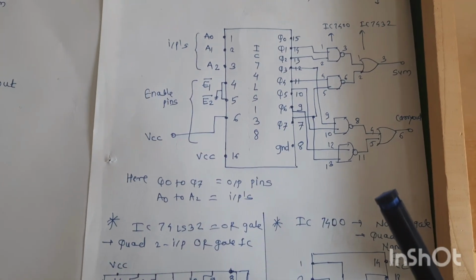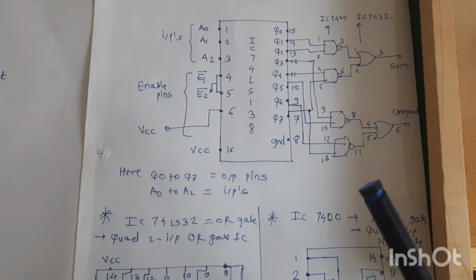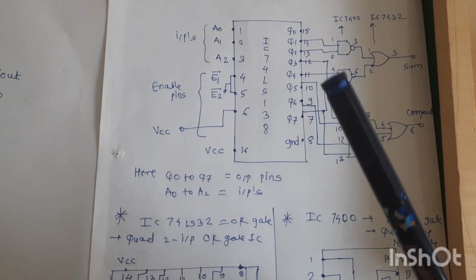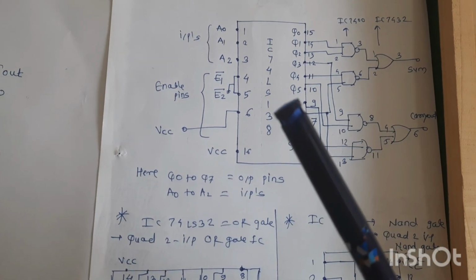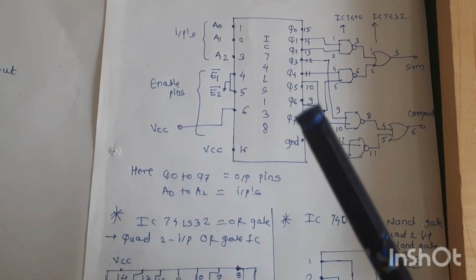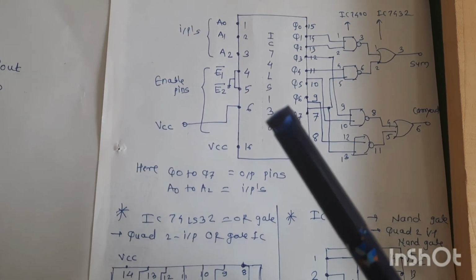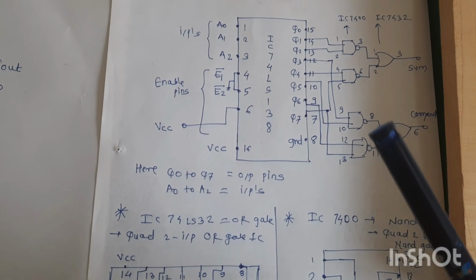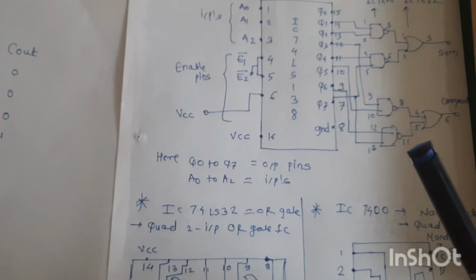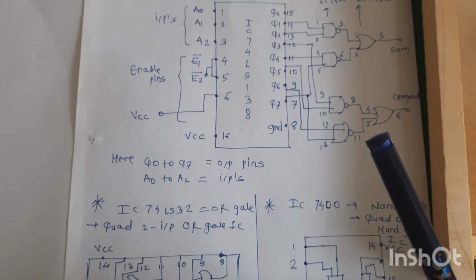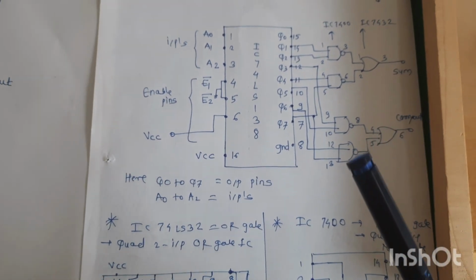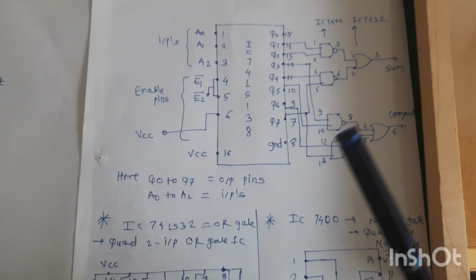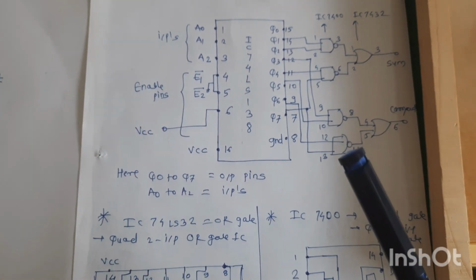And for carry out we have the min terms 3, 5, 6, 7. So you can see 3 is connected here, then I have connected pin number 5, and then 6 and 7. So for these two NAND gates I have connected 3, 5, 6, 7, and it is given to the second OR gate of IC7432, whose inputs are 4, 5 and output is 6. Okay, and these are the numbers of the NAND gates.